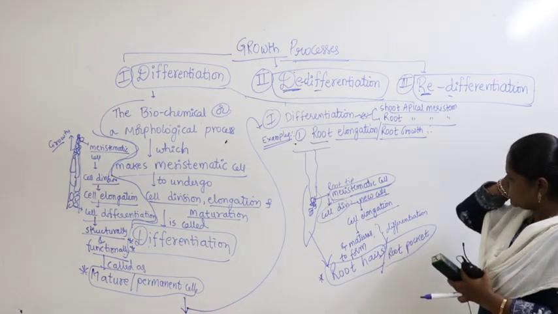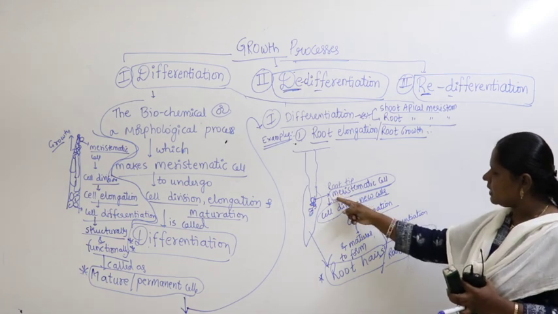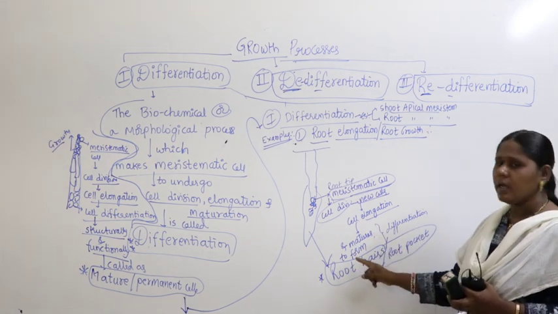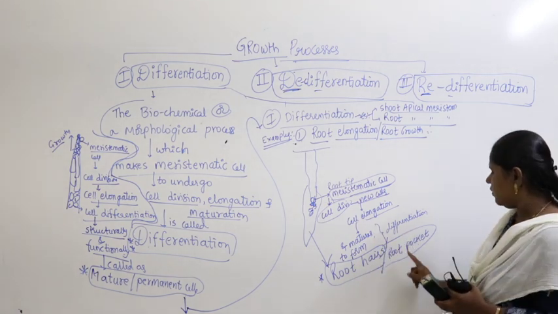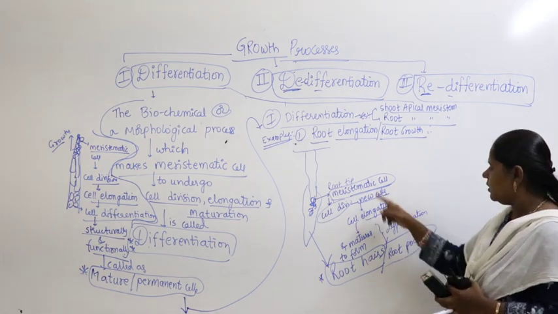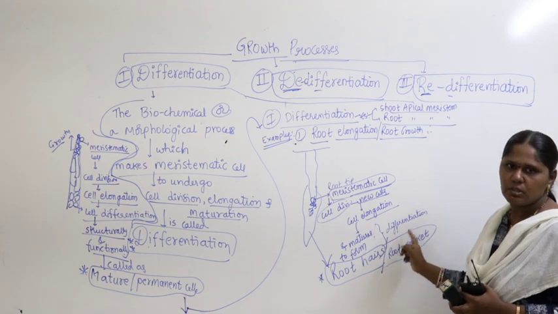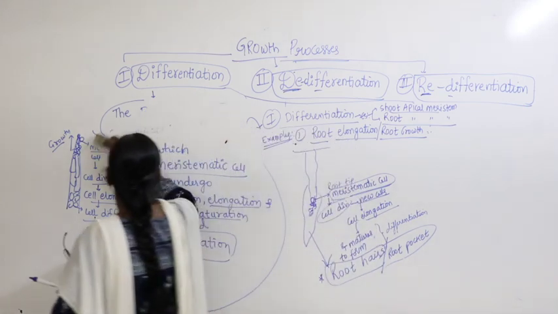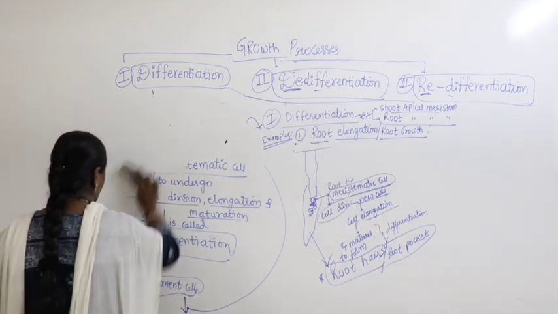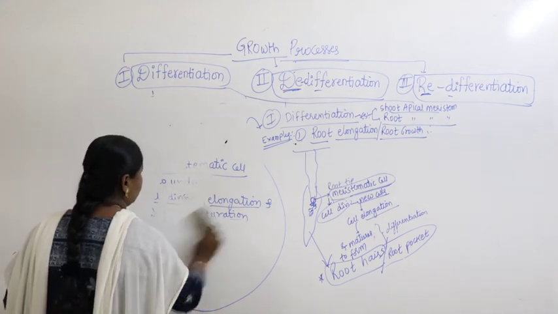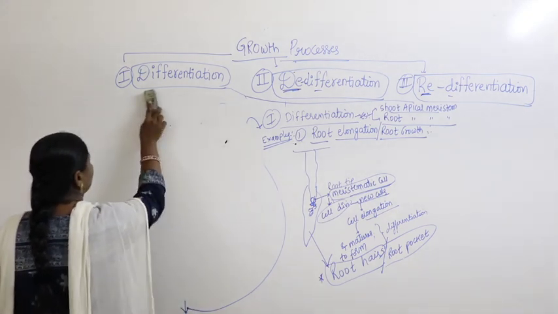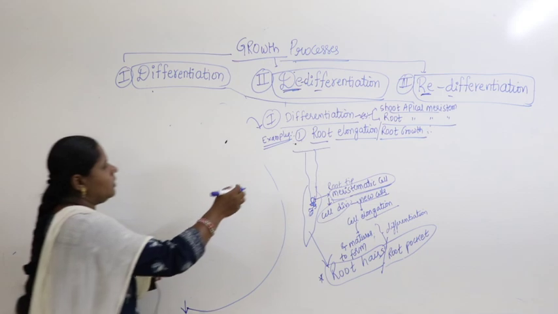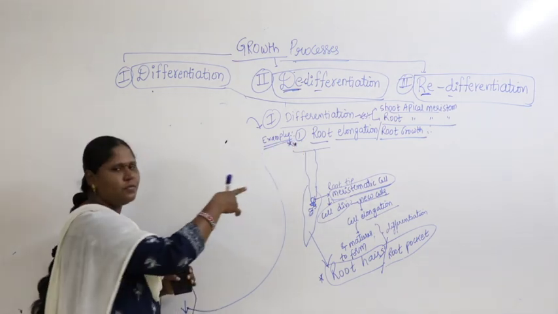What is happening in the very first example? The tip of the meristematic cell is undergoing division, elongation and differentiation, and matures to form either root hairs in some plants, or what is called a root pocket. This process is called differentiation. Similarly, let us study some more examples. Here examples are very important. This is the first example.